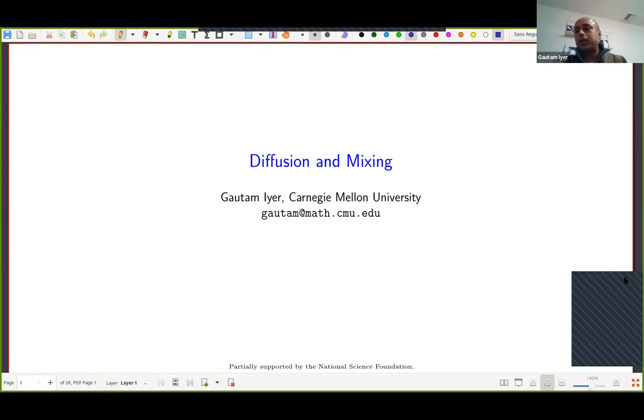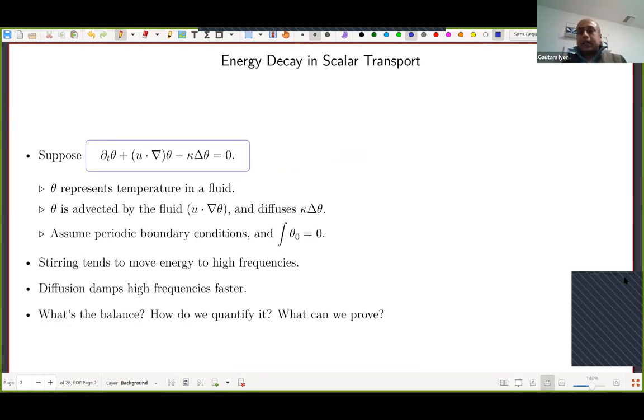I work with various people, and I will mention their names as we state the results. Okay, so let me start with some basic energy decay in scalar transport. Before I get going, let me also add, if you have questions, feel free to interrupt.